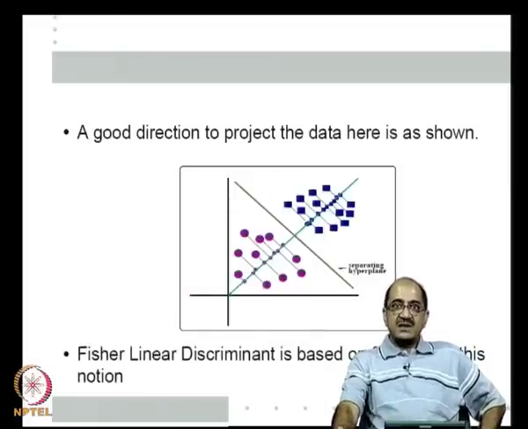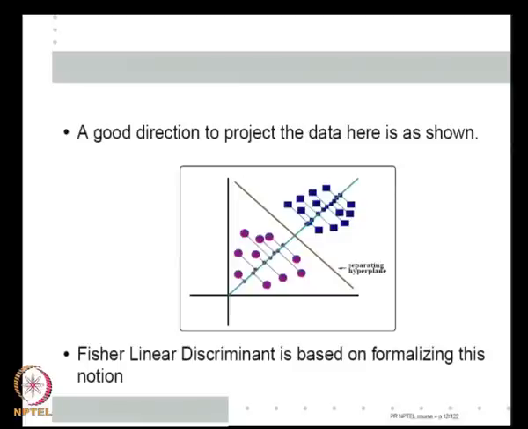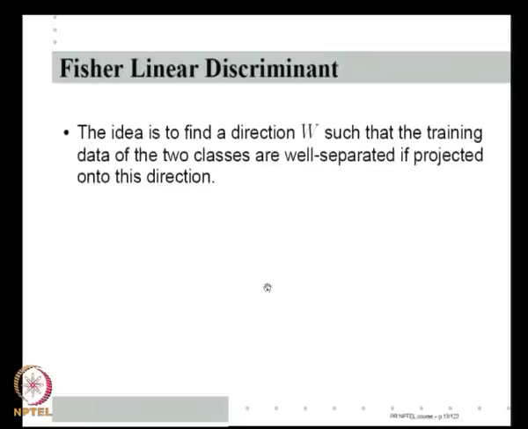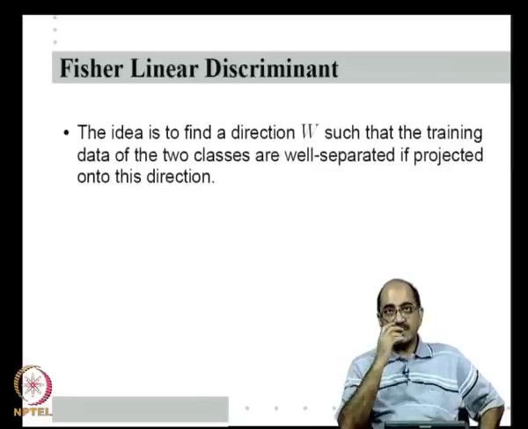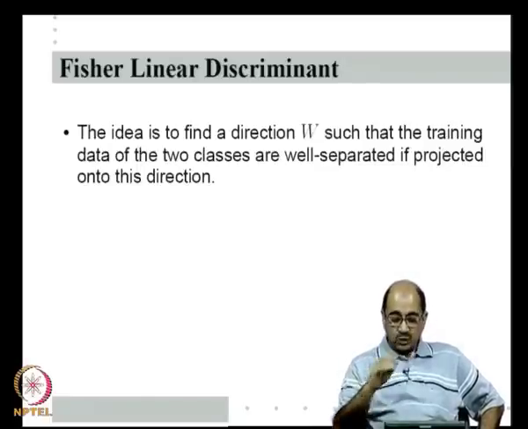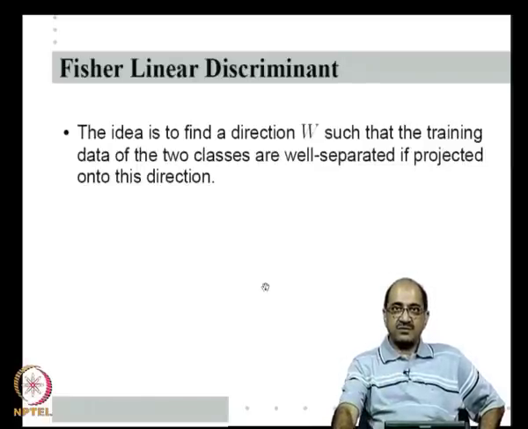So, Fisher linear discriminant is a way of formalizing this notion of finding the best direction to project, so that the two classes get well separated. So, what does Fisher linear discriminant do? We want to find a direction W such that the training data of the two classes are well separated if projected onto this direction. To do this, of course, we have to find a way of formalizing what we mean by well separated.